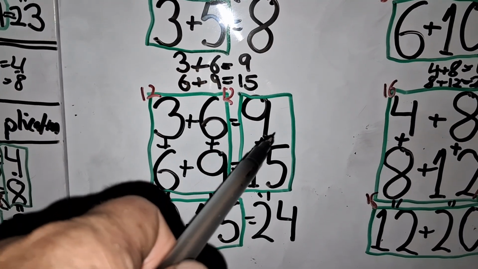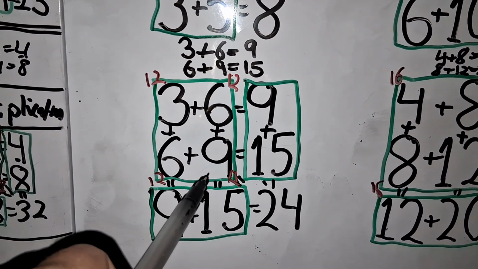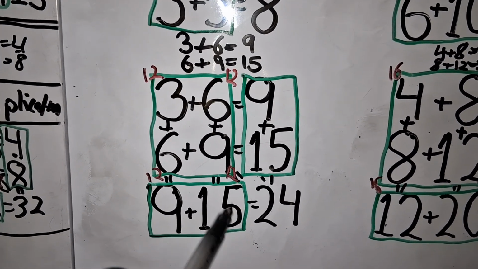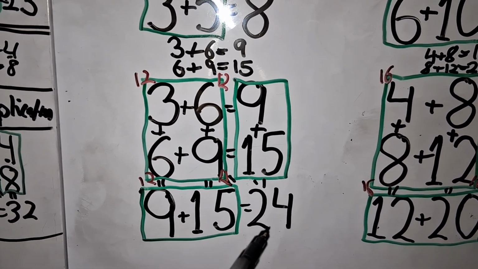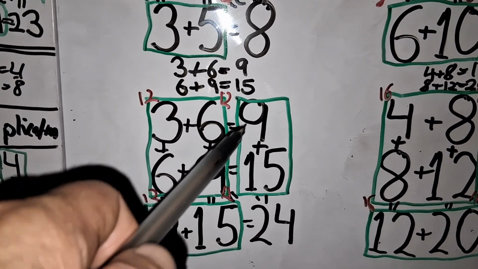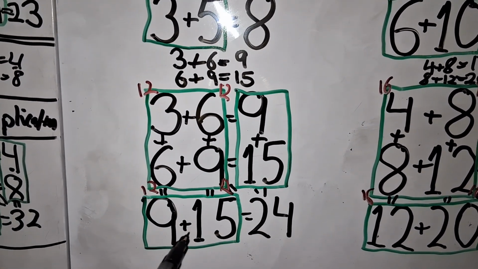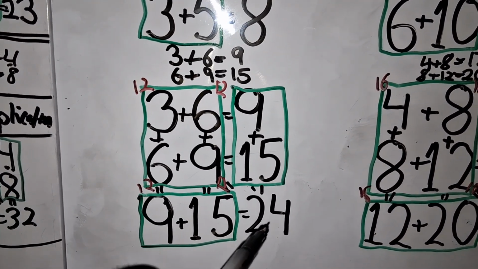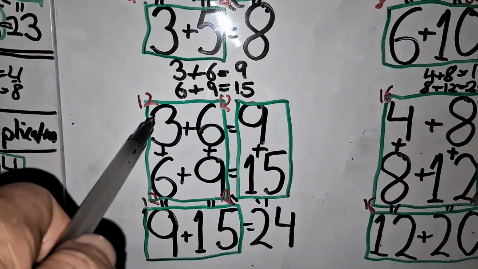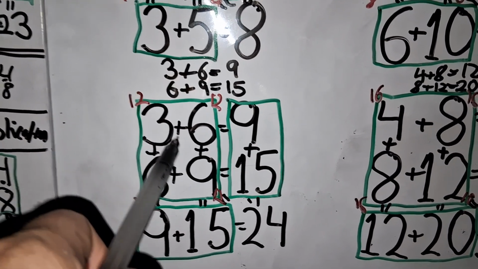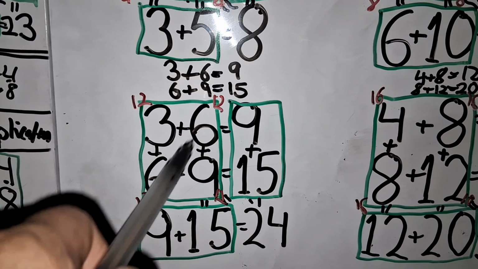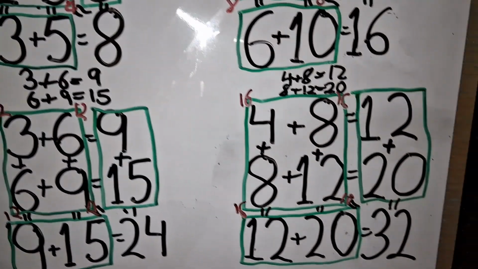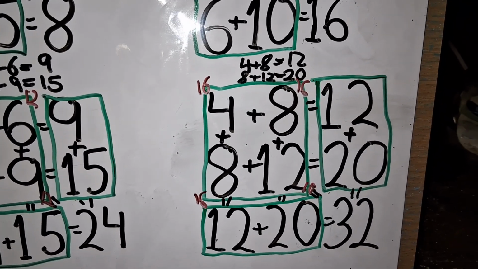3 plus 6 is 9. Take the 6 and 9 and put it down here. 6 plus 9 is 15. Take the 9 and 15, put it down here. 9 plus 15 is 24. And again, you have 9 plus 15 is 24. And 3, 6, 6, and 9 is 24. And then you can find out alternate expressions. 3 plus 9 is 12. 6 plus 6 is 12. 12 plus 12 is 24.